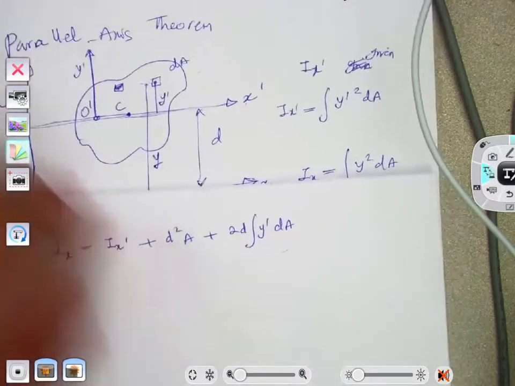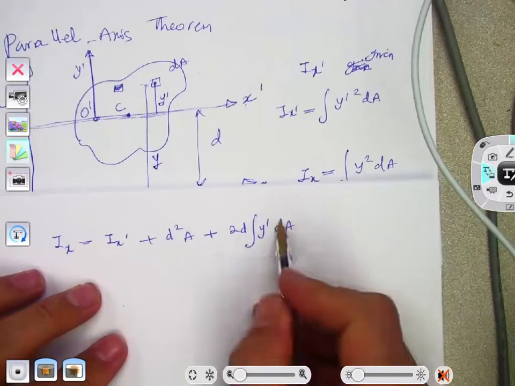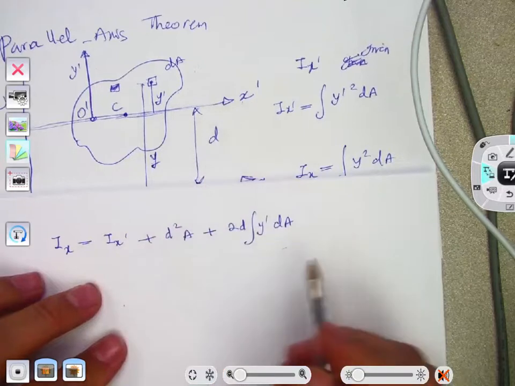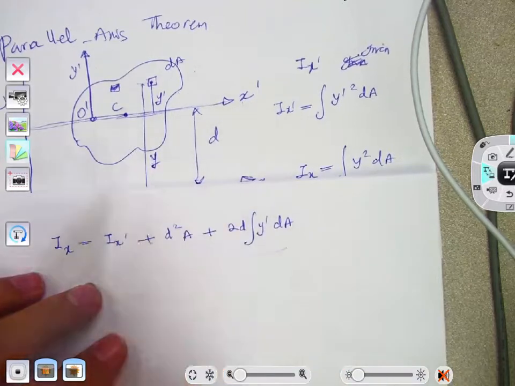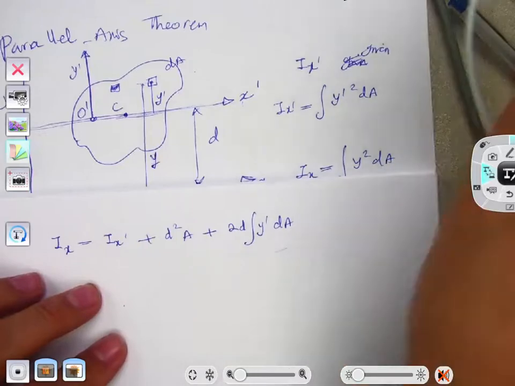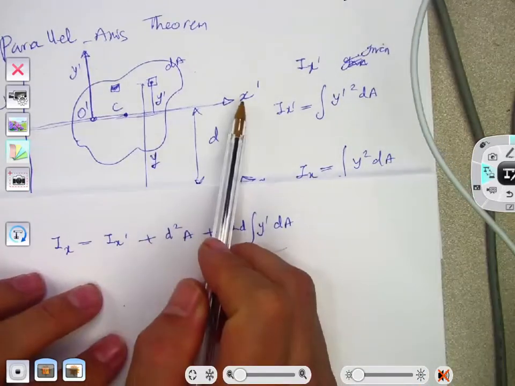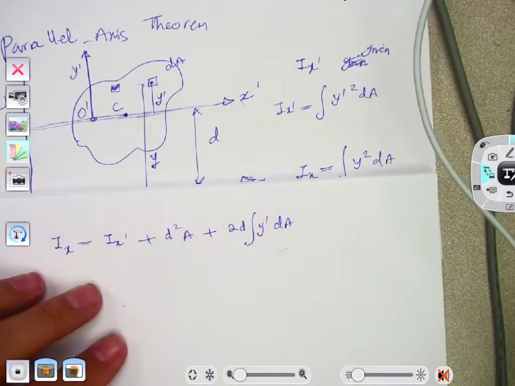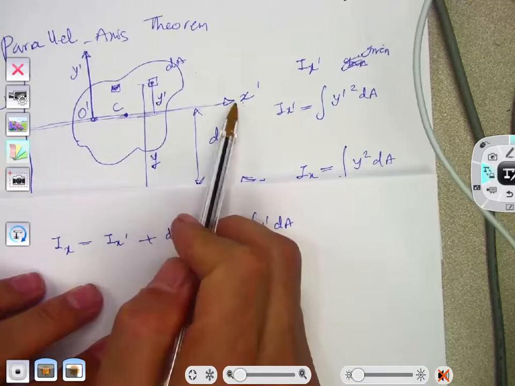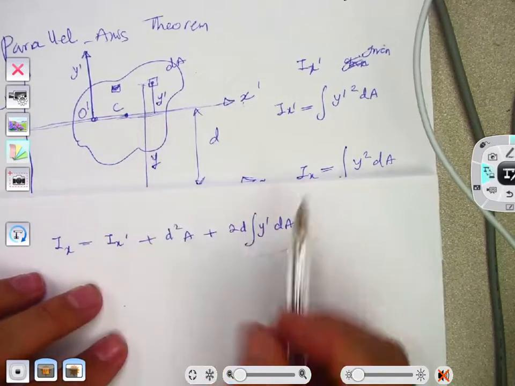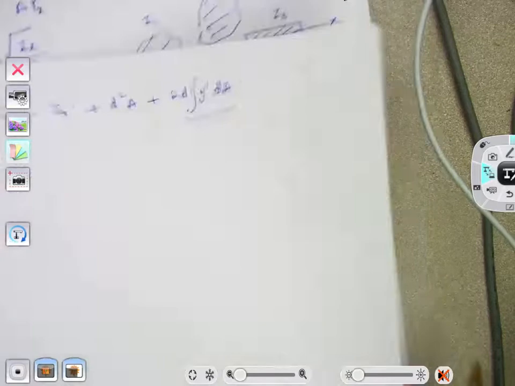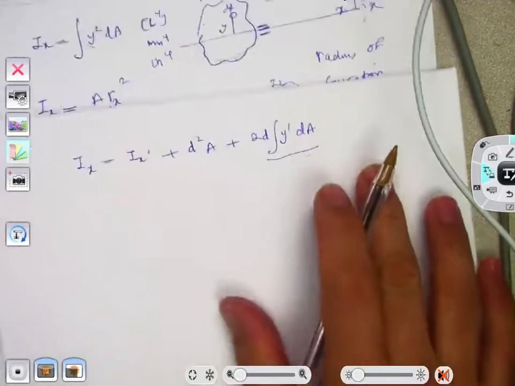Now if you look at this integral, this is basically first moment of area, right? About the x prime axis. Now that thing at the beginning, when I started this discussion, I said that x prime is passing the centroid C. That was the key thing I mentioned there. If x prime is passing the centroid, this integral actually is gonna be 0, because first moment of area about an axis passing the centroid must be 0, right?